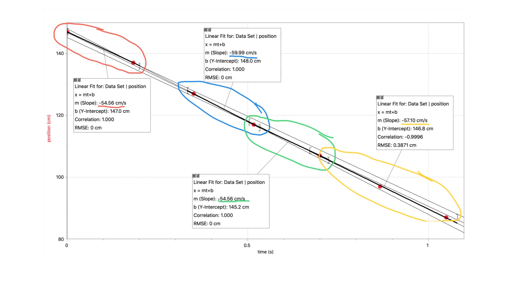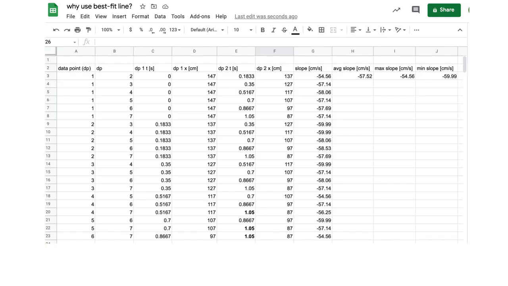But because there are 7 data points, I could have had 21 different choices of pairs, right? I could have picked data point 1 and 2. I could have picked data point 1 and 3. And all of those 21 slopes would be a little different from each other. Did I really want to calculate 21 different slopes?